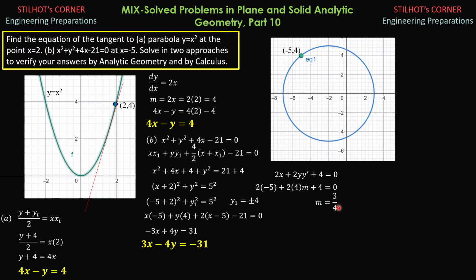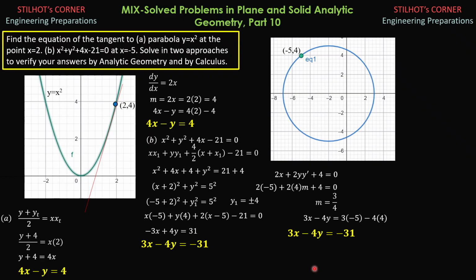So the expected equation of the tangent is 3x minus 4y equals 3 times negative 5 minus 4 times 4. Simplifying, that's 3x minus 4y equals negative 31, which is equal to this. So that's by calculus approach.